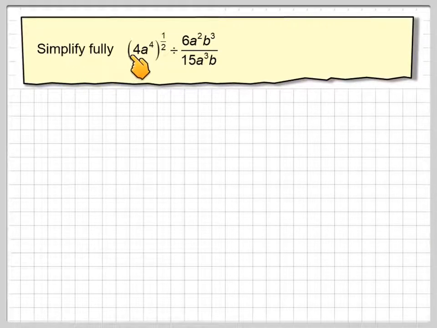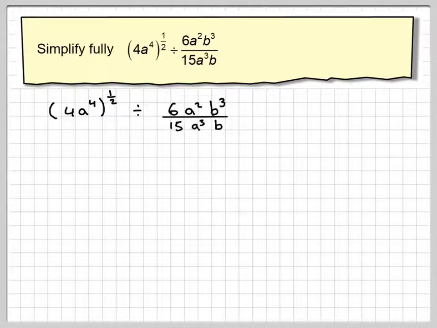Simplify fully (4a^4)^(1/2) divided by 6a²b³ over 15a³b. So if we write that out, we'll deal with it bit by bit.